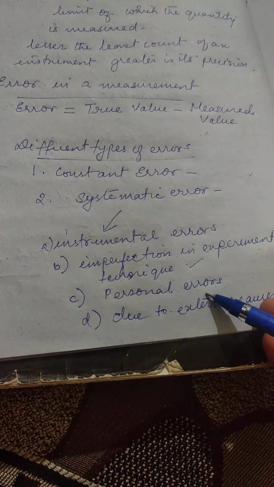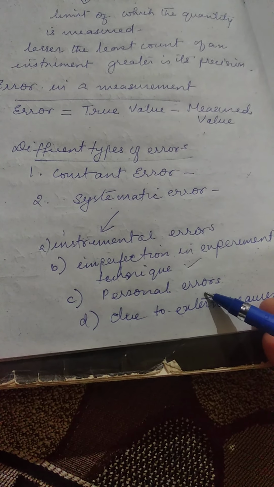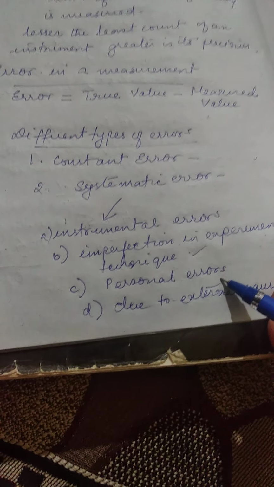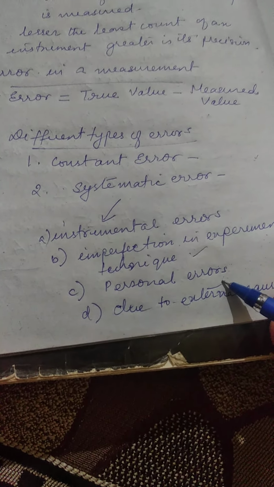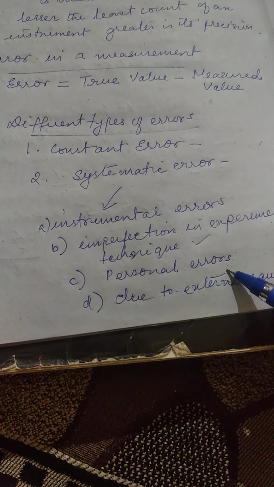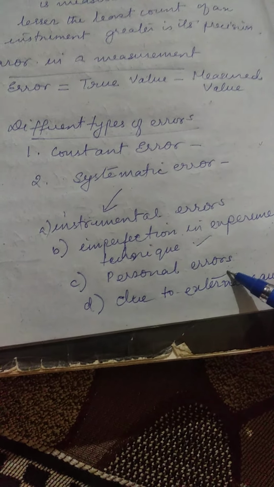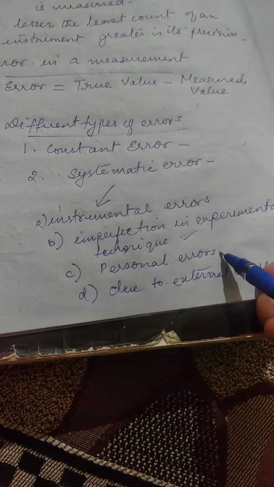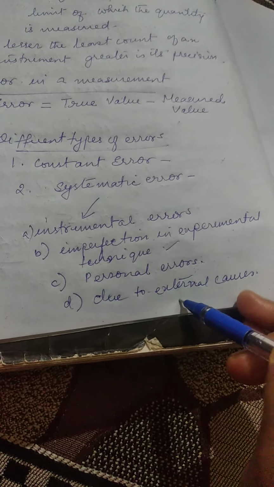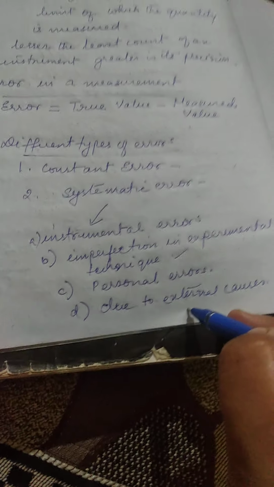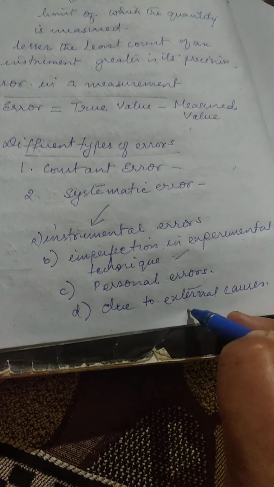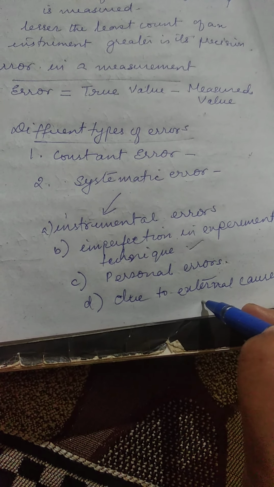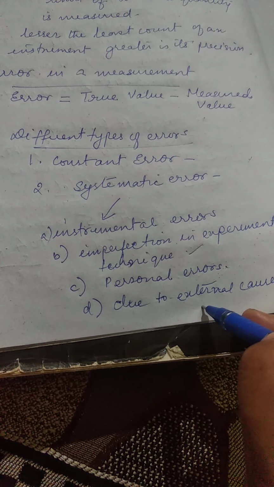Again, the next one may be due to personnel errors. It may be due to the lack of proper setting of the apparatus by the person concerned, or due to carelessness of the individual, or maybe some eye defects. So these are all personal causes due to which the reading may be faulty. And the fourth one is due to external cause. Sometimes the temperature, wind, etc. may affect the reading. Such errors are called errors due to external cause.